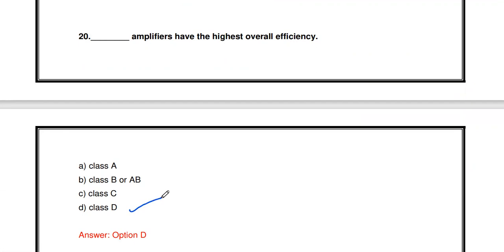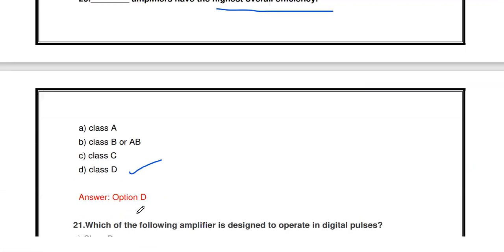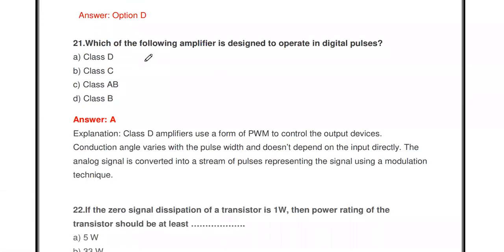Out of class A, B, C and D, which one has the highest overall efficiency? Class D. Then the next question: which of the following amplifiers is designed to operate in digital pulses? Class D. The class D amplifier uses digital pulses.